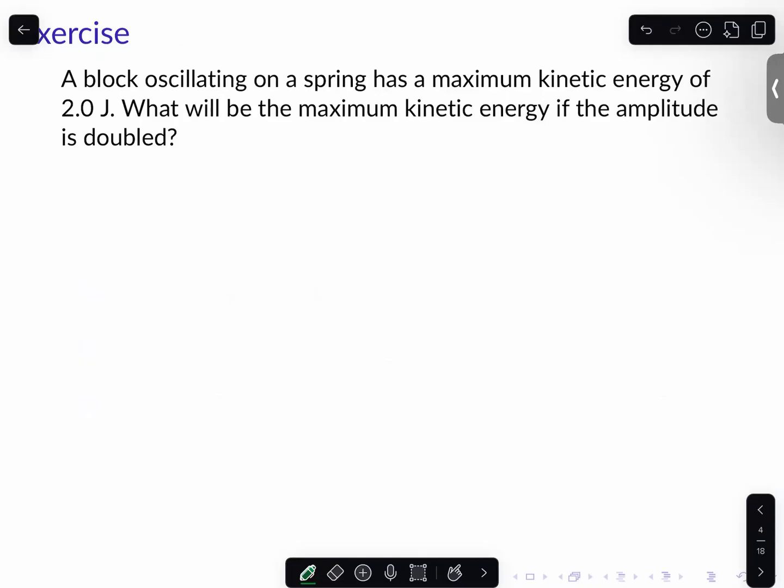3 minutes for this one. Spring oscillator, what form of energy? Potential, kinetic, and elastic, spring potential. What role does the amplitude play? What is the amplitude of a spring oscillator sliding back and forth? Distance from equilibrium. What does that appear as in those equations? X. Hint, hint, hint.